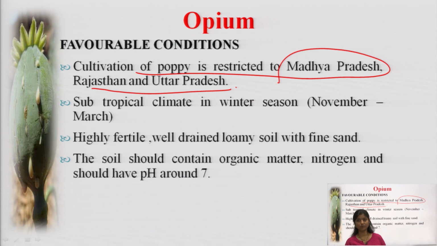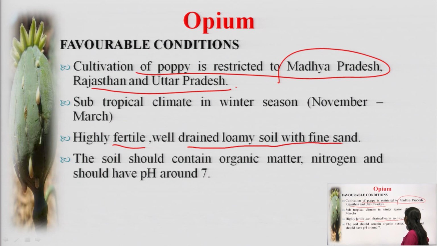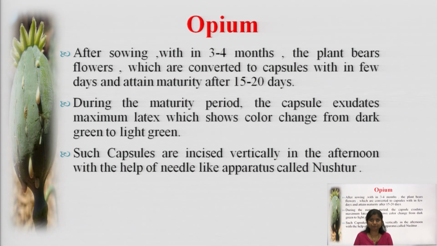Highly fertile, well-drained, loamy soil with fine sand is the favorable type of soil required for the cultivation of opium poppy. The soil should contain organic matter like nitrogen and should have a pH around 7. So the pH of the soil should be 7, and it should have nitrogen and organic matter in it. These are a few of the favorable conditions required for the growth of opium.